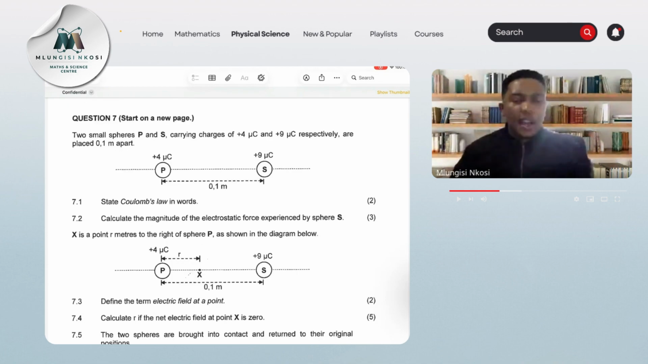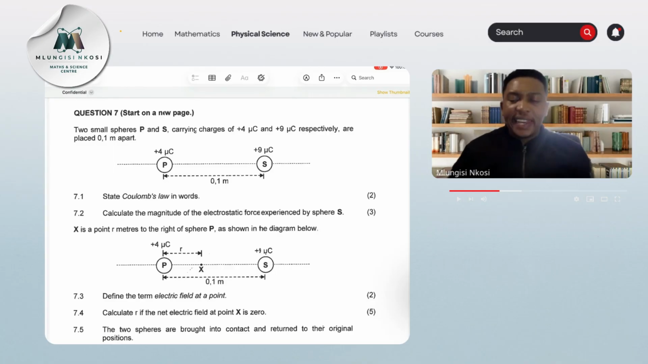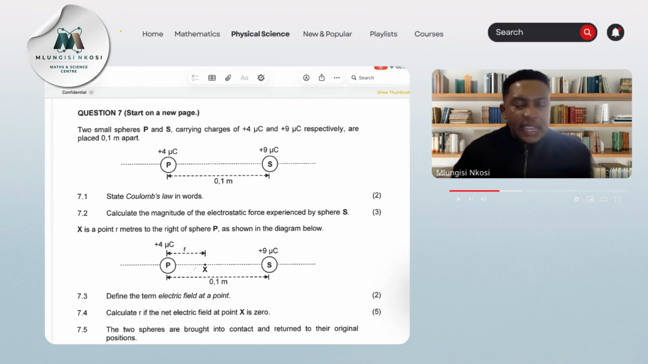Right, and now we hop on to question number 7. This is on electrostatics. They say to us, we've got two small spheres, P and S, carrying a charge of positive 4 microcoulombs and 9 microcoulombs respectively. They are 0.1 meters apart.